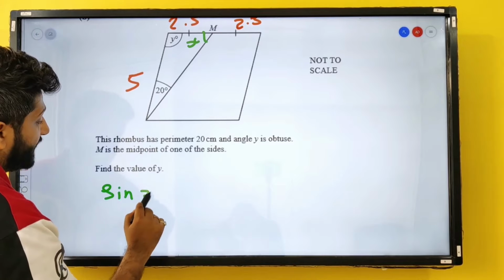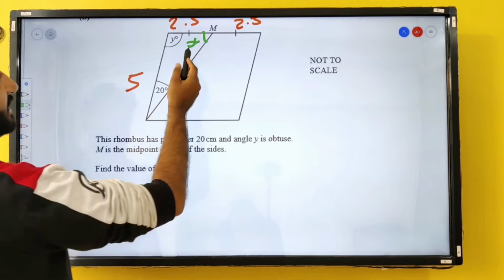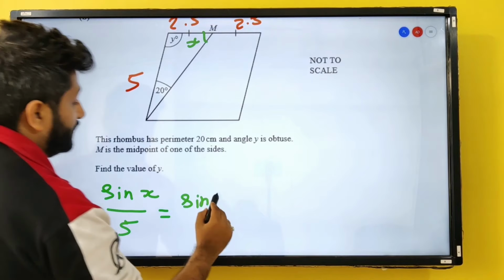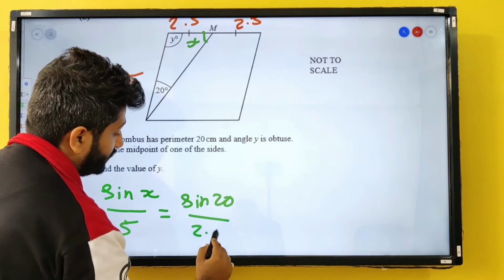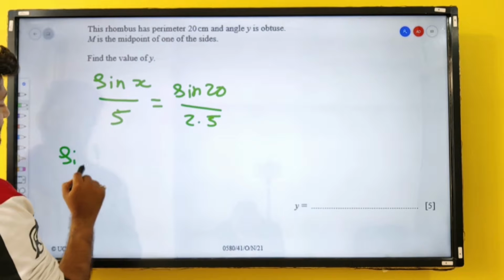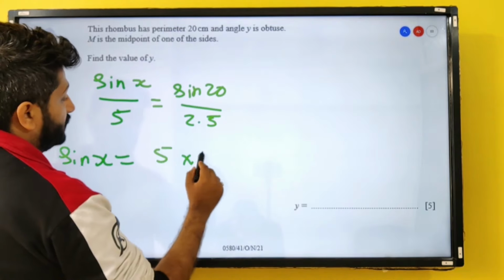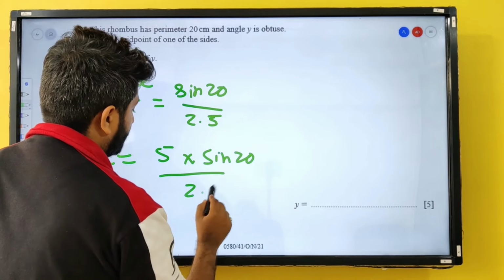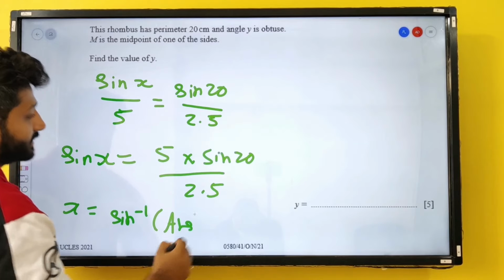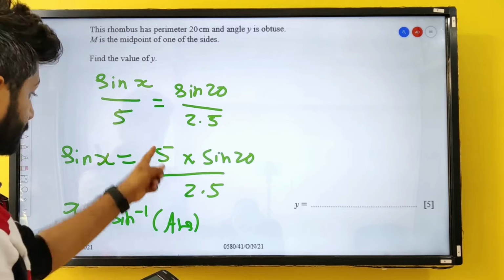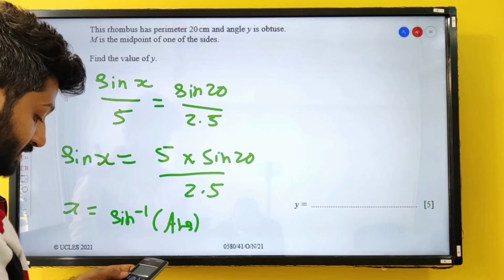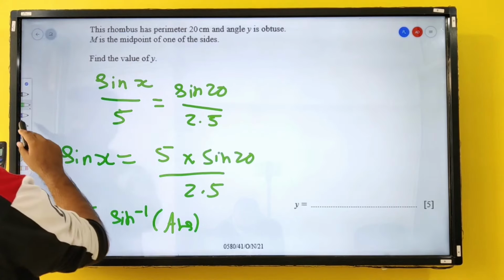sine x upon the side opposite of x, which is 5, is equal to sine 20 upon 2.5. Sine A upon a is equal to sine B upon b. So from here I can find the value of x. Sine x is 5 into sine 20 upon 2.5, and my x is going to be sine inverse of this answer. So 2 into sine 20, and sine inverse of the answer. I think this is 43.16 degrees.